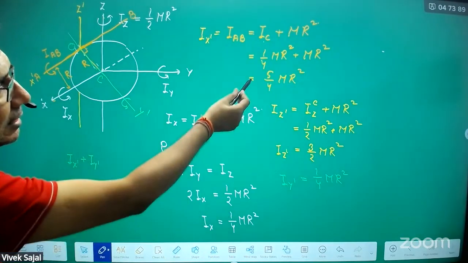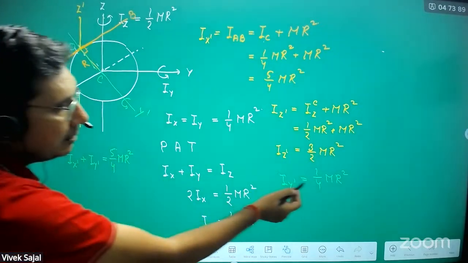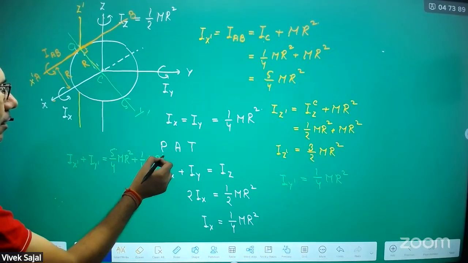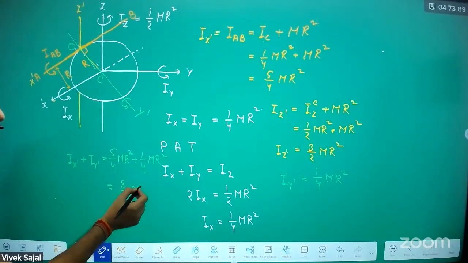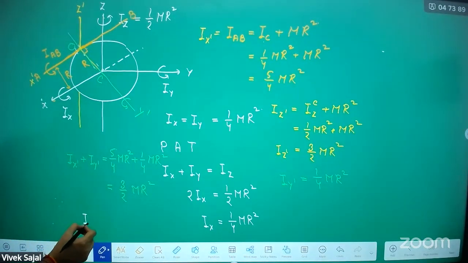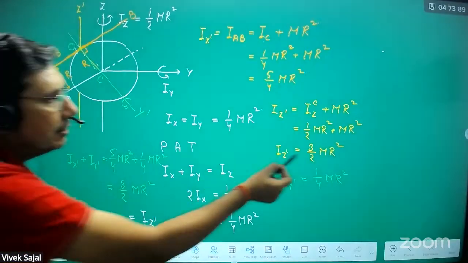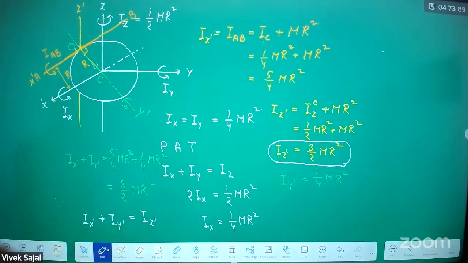So now Ix prime is how much? 5 by 4 mr square plus this is Iy prime. This will be 1 by 4 mr square. So it will be how much? This will be 6 by 4. So this will be 3 by 2 mr square. So you can observe here that this Ix prime plus Iy prime is equal to Iz prime. Iz prime I have already calculated, that is 3 by 2 mr square. So that is equal to Iz prime.